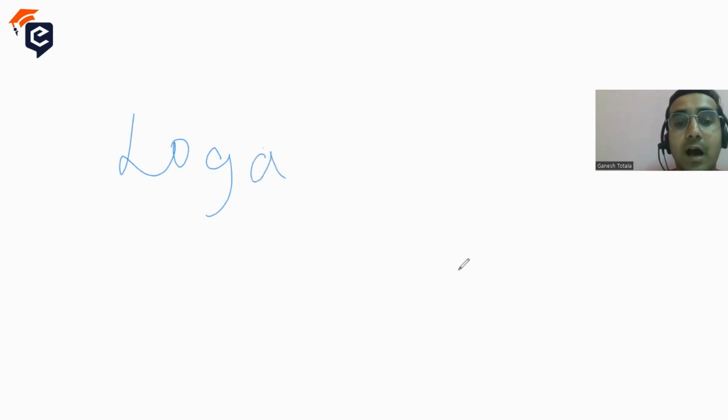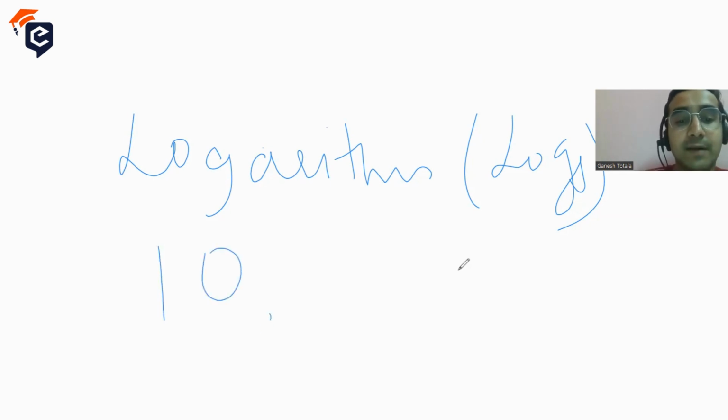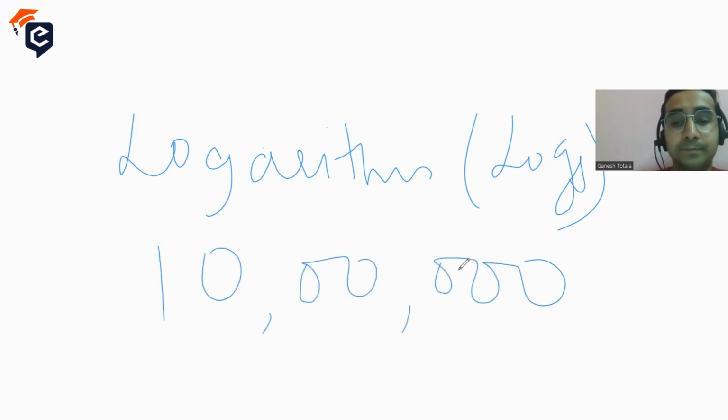Logarithms, which are commonly called logs. These logs or logarithms play a very important role in mathematics. Suppose we have a very huge number, for example, 10 lakhs. 10 lakhs is a huge number. If you have even bigger numbers, you just keep on adding zeros again and again. So obviously that becomes a very tedious task.